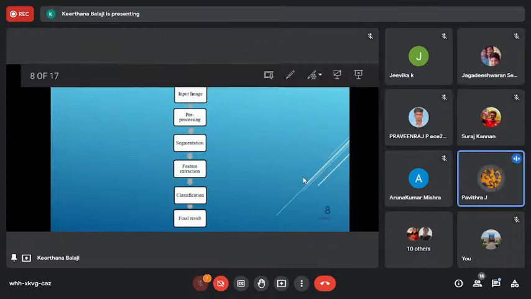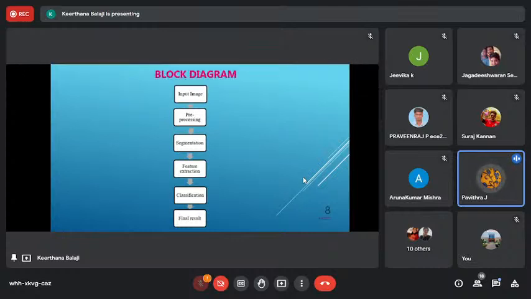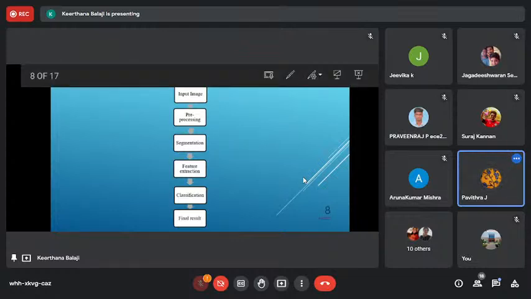Now, let me explain about the block diagram. The first block is input image, which is used in fetching the captured image from the skin lesion, which is further going to be processed. And the second block is pre-processing. It is the improvement of image data which suppresses and enhances the image into the required form of image. Here we use a Gaussian filter to remove the noise.